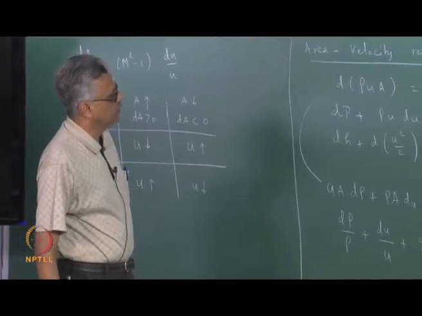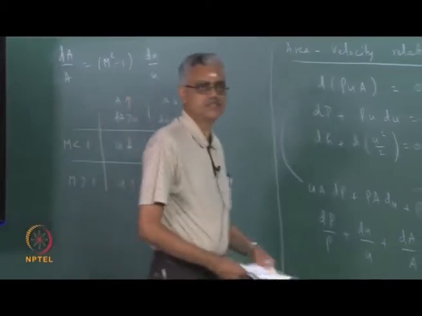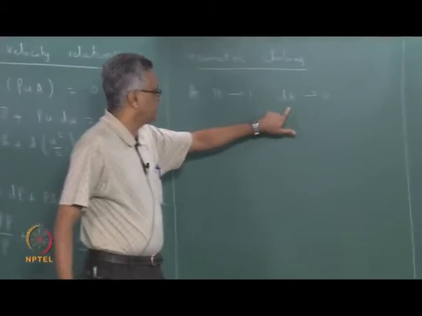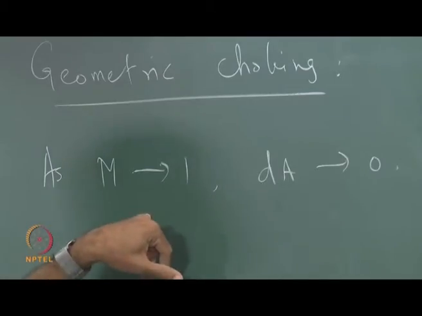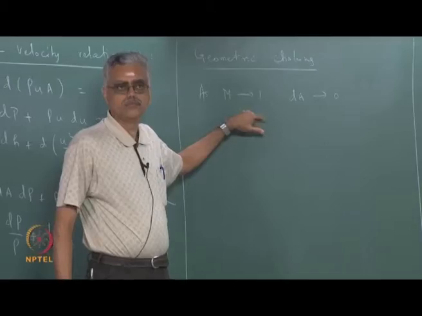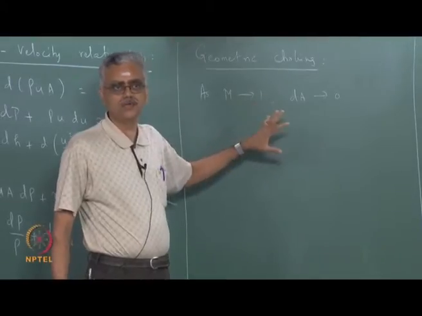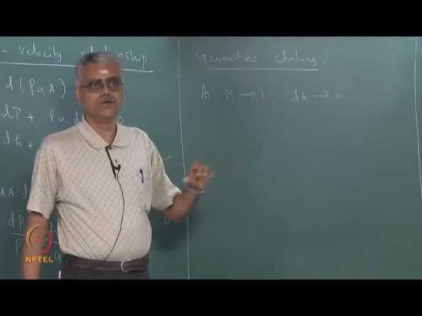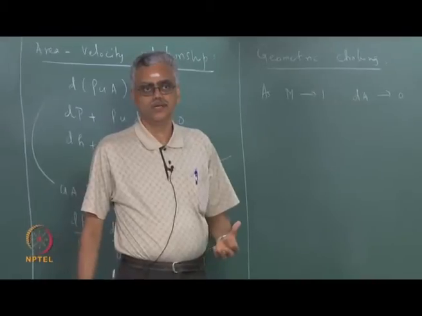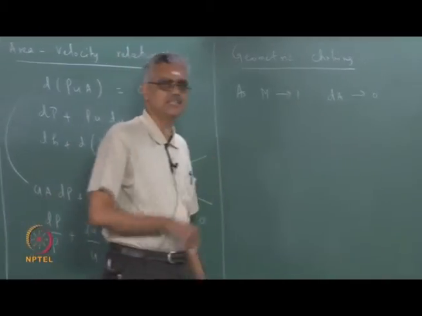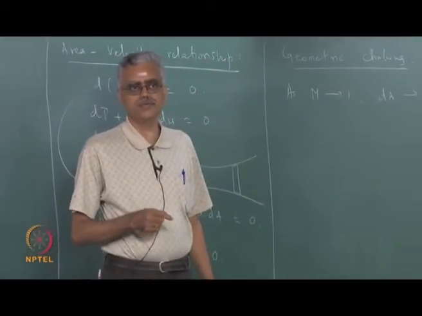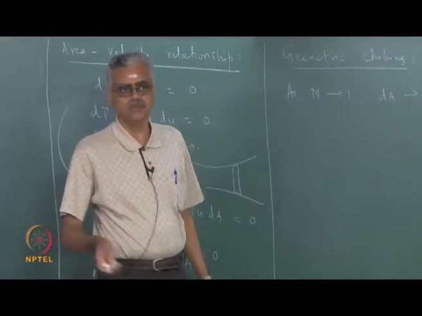So, what does this mean? Does this mean that wherever dA is 0, we attain M equal to 1? Not so fast. We need to look at different possibilities to see what kind of solutions are allowed. Let us look at two scenarios where dA is equal to 0, and then we will see whether M can become equal to 1 in both these cases.